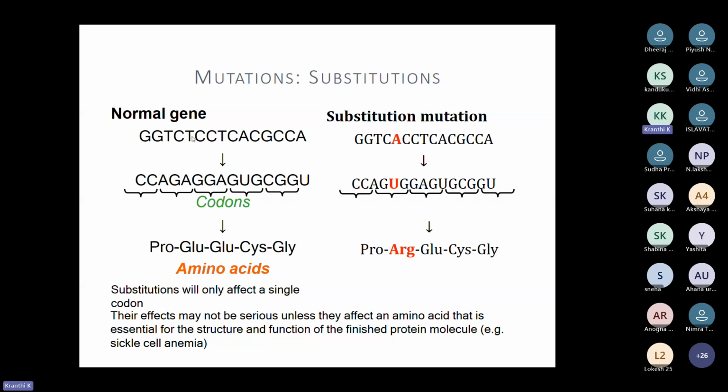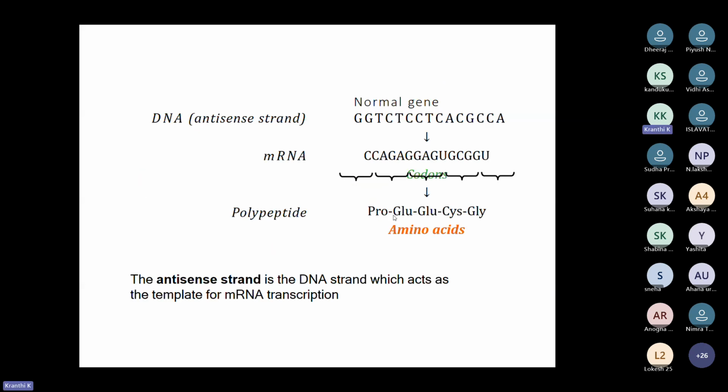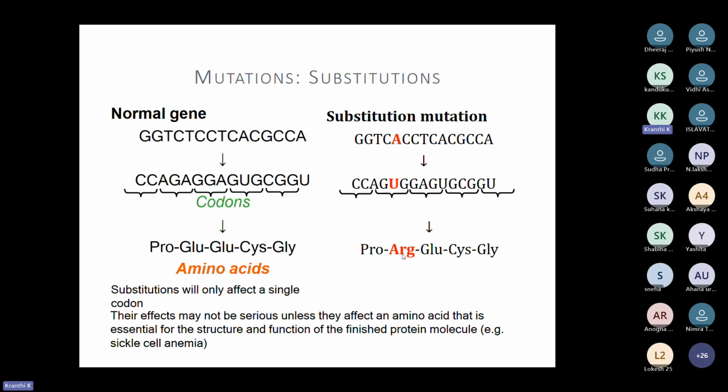So in the mRNA, here T means the opposite should be A, right? But in the place of A, U came. Actually the sequence is proline, glutamine, glutamine, cysteine, glycine. But here what is happening? Because of this triplet codon, you can see arginine came.